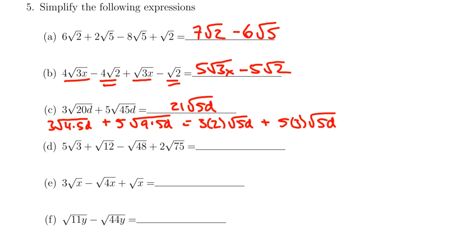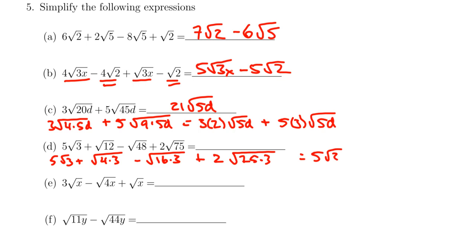I've got to do something similar in d here. 5 root 3 is okay. But root 12, now 12 is the same as 4 times 3. And so 4 is a perfect square. That's awesome. Root 48. 48 is 16 times 3, so 16 is a nice big perfect square. And 75 is 25 times 3, and 25 is also a nice big square there.